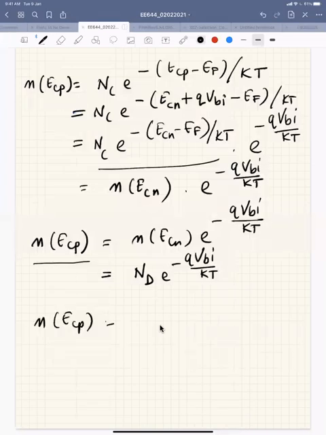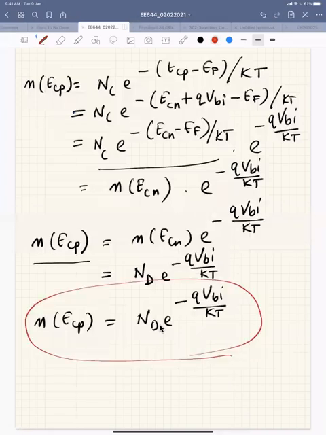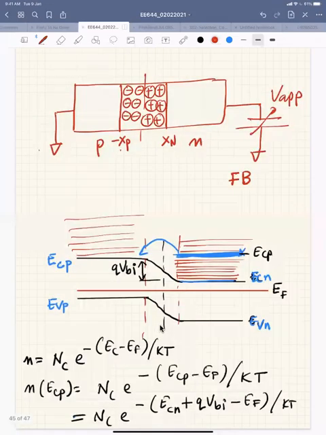So what is the significance of this equation? If I think a little bit more, there is the possibility that this much electron concentration could be injected. If you see, this is the electron concentration at ECP, right?